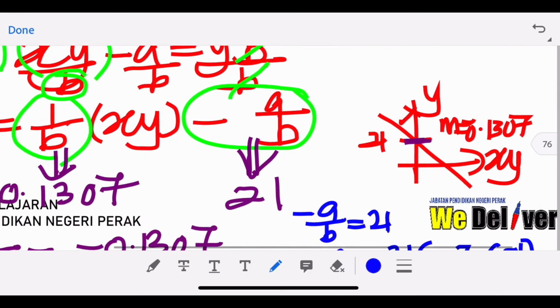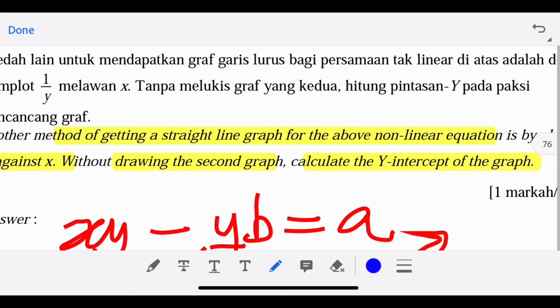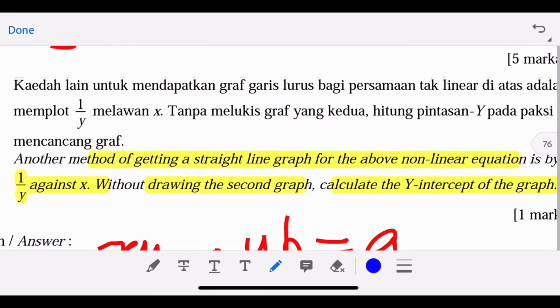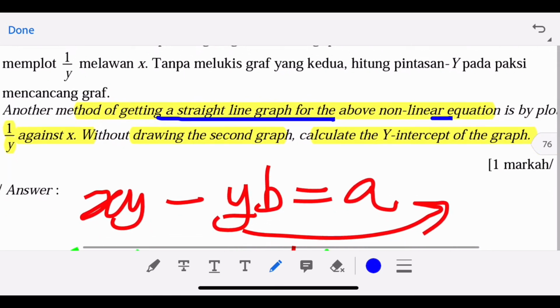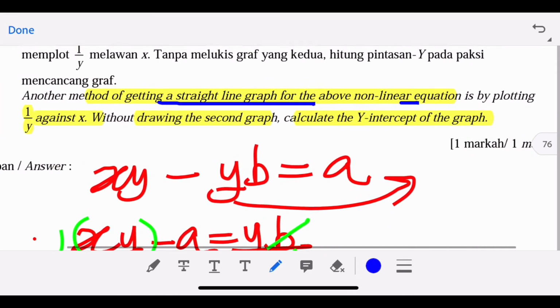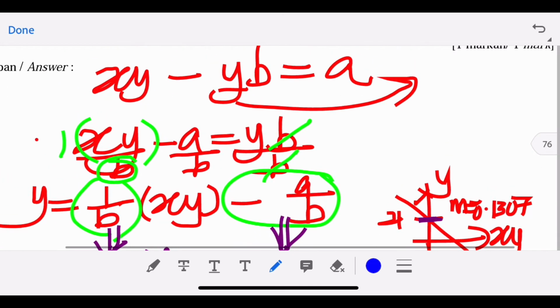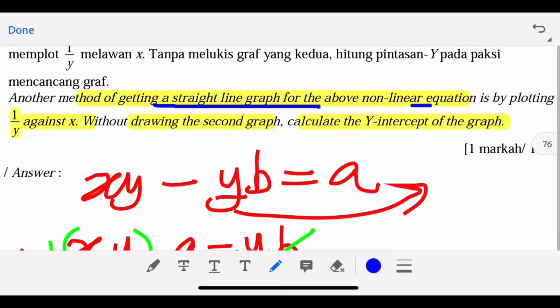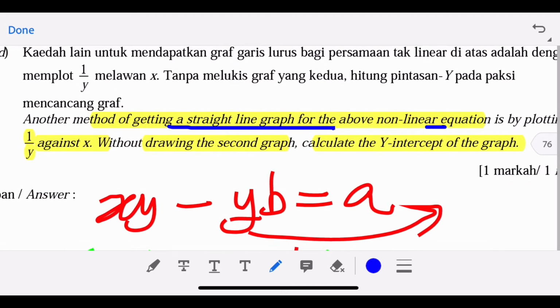And then there is one more portion of the graph. We want to find part D. Another method of getting a straight line graph for the above nonlinear equation is by plotting 1 over y against x. 1 over y against x. Alright, so without drawing the second graph, calculate the y-intercept for the graph. So we are not supposed to draw the graph.